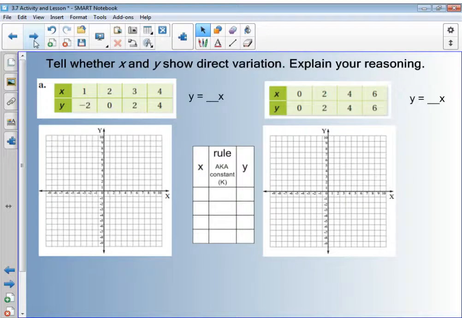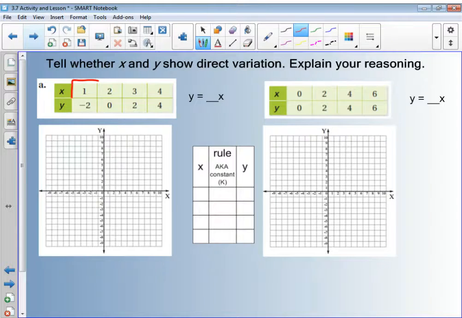Okay, so here we're going to tell whether x and y show a direct variation, and we're going to graph these out. You'll use your whiteboards to graph these. Your graphs are a little bit bigger than mine. The two things we must have, when we have a graph or a picture, is that it has to cut through 0, 0, and it has to be a straight line. Those are the two things we need in order for it to be considered a direct variation.